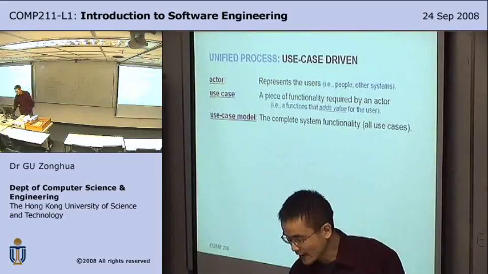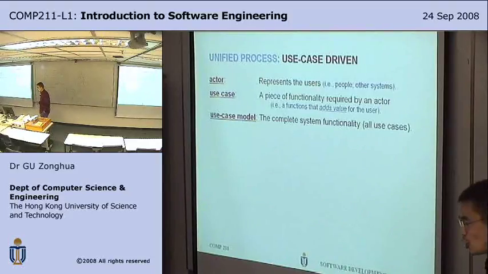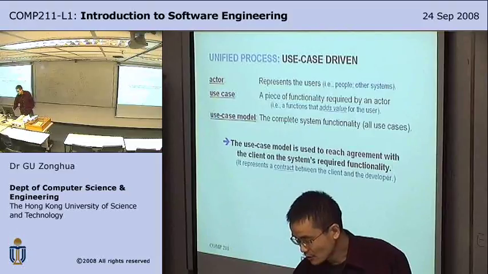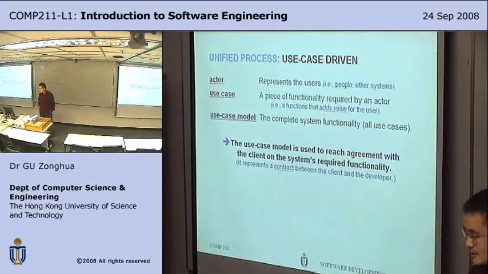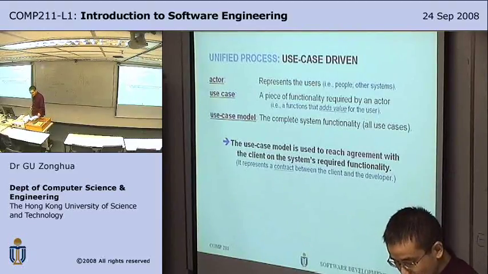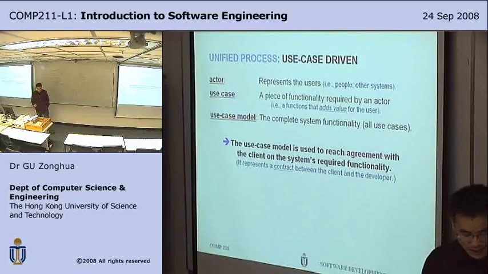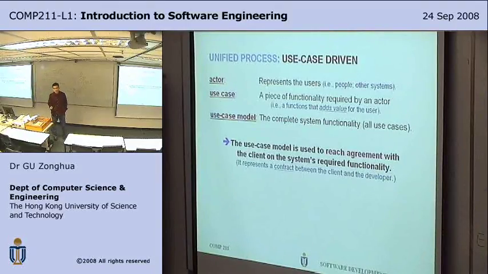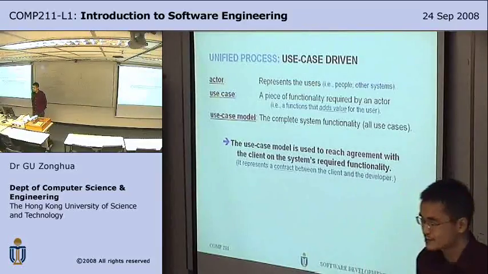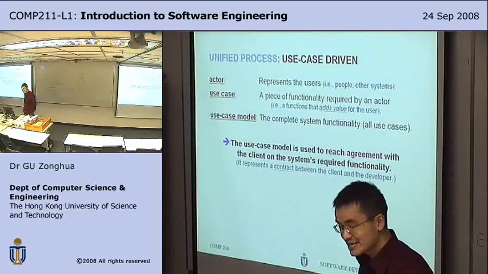A use case model is the complete system functionality. It includes all the use cases. The use case model is used to reach agreement with the client on the system's required functionality. It represents a contract between the client and the developer. At the end of the day, when the project finishes, can your system perform all the use cases specified in the requirements document? If yes, then the contract is fulfilled. Otherwise, you didn't do your job.